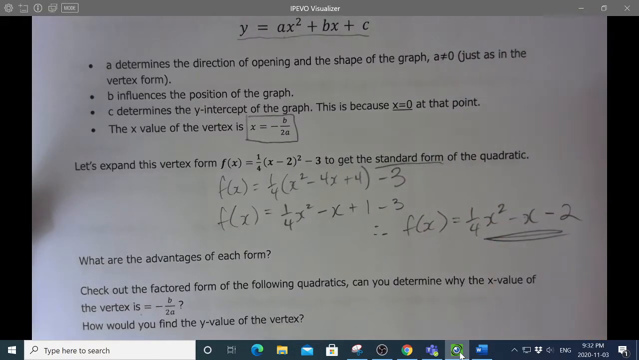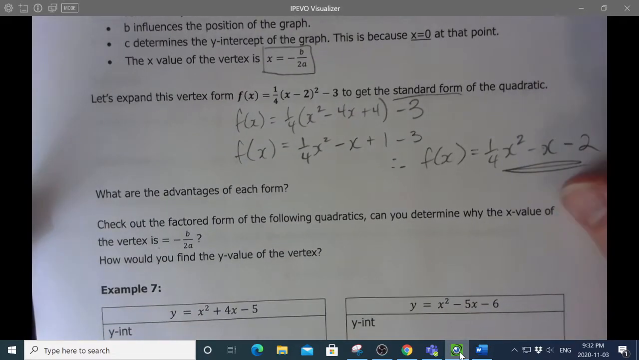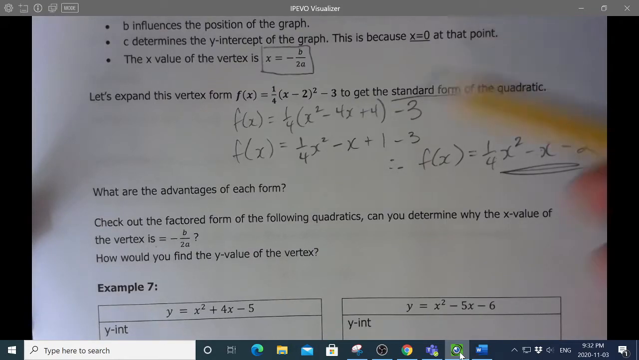And we don't care if a, b, and c are anything short of just being real numbers. All right, what are the advantages of each form? Well, the advantage of vertex form is it tells us the vertex. But standard form has some advantages as well.